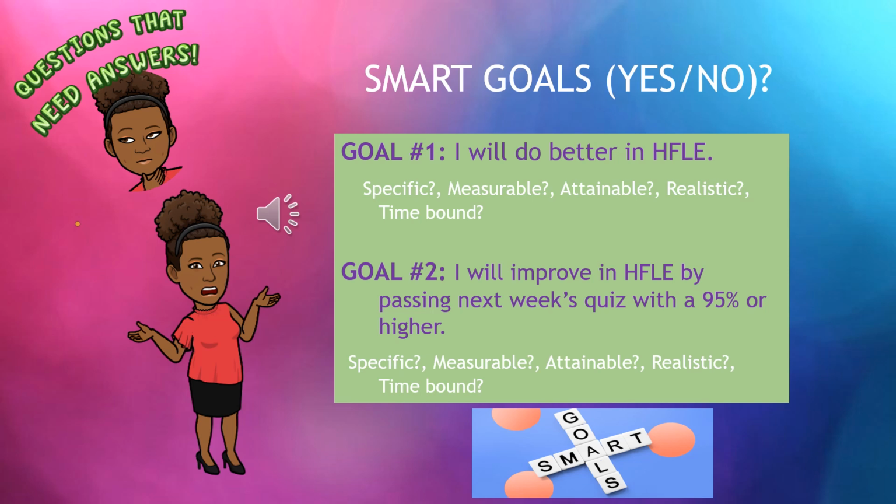Well, just in case you guessed it right, it's not a SMART goal. It isn't specific nor is it measurable. It's not attainable, neither is it realistic. It doesn't have a time bound because I will do better in health and family life education is not a SMART goal. Goal number 2.